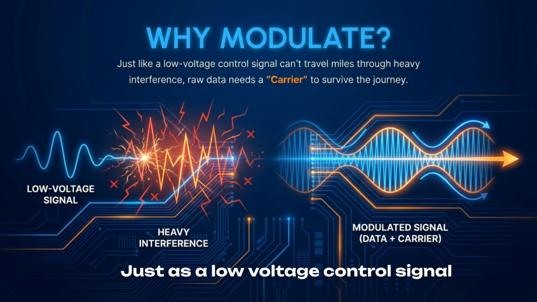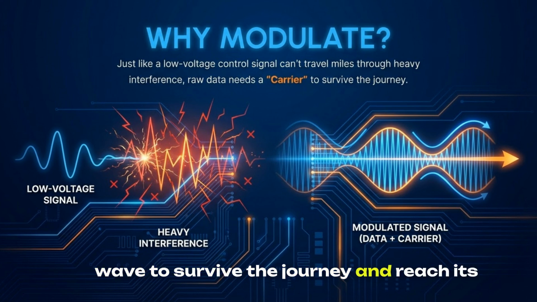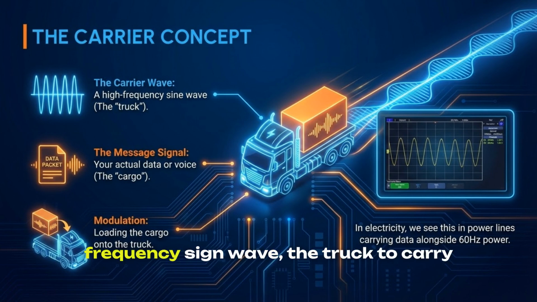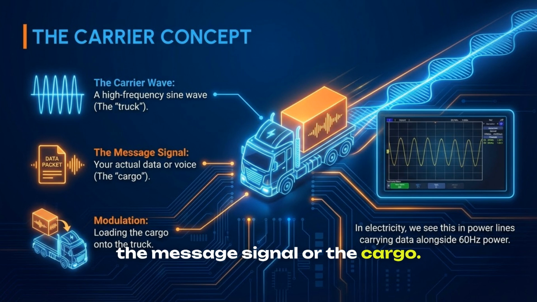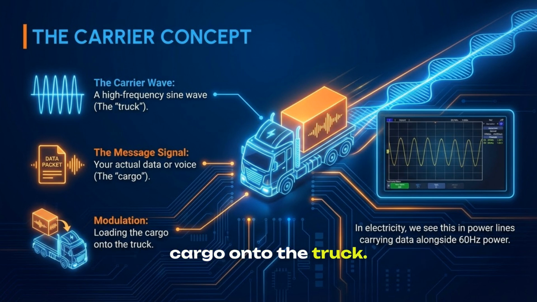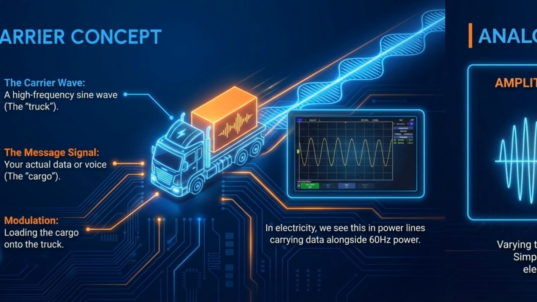Why modulate? Just as a low-voltage control signal struggles with heavy interference, raw data needs a high-frequency carrier wave to survive the journey and reach its destination. The carrier concept uses a high-frequency sine wave, the truck, to carry the message signal, or the cargo. Modulation is the process of loading the cargo onto the truck. We see this in power lines carrying data alongside 60 Hz power.